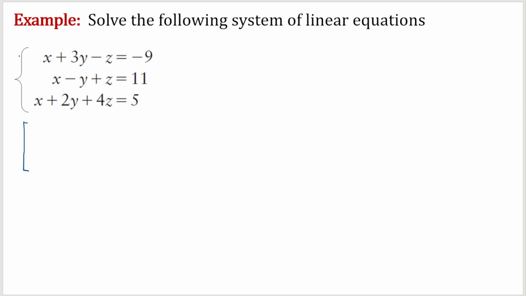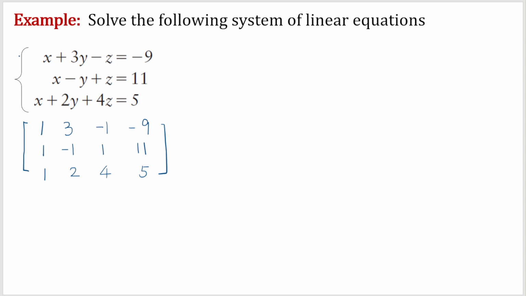First of all, you have to write these equations in the standard form, which means all the variables on the left side and all the constants on the right side. Then we can extract the coefficients together with the constant numbers only. So the first equation corresponds to the first row, which is 1, 3, -1, and -9, right? The second equation corresponds to the second row, which is 1, -1, 1, 11, right? And the third equation corresponds to the third row, which is 1, 2, 4, and 5.